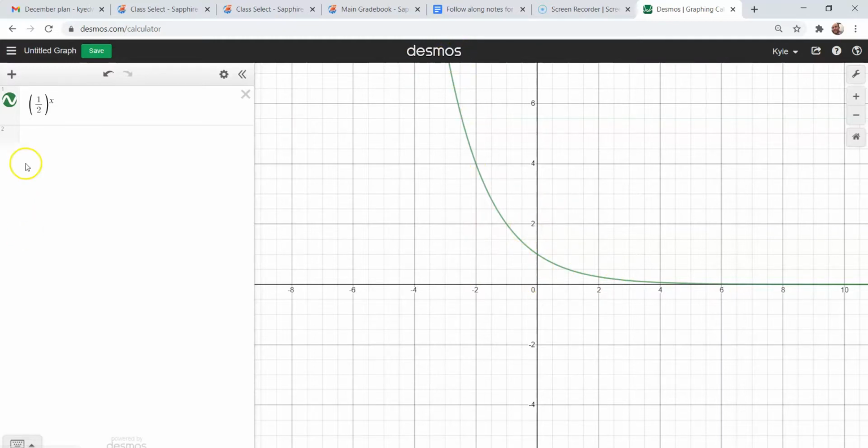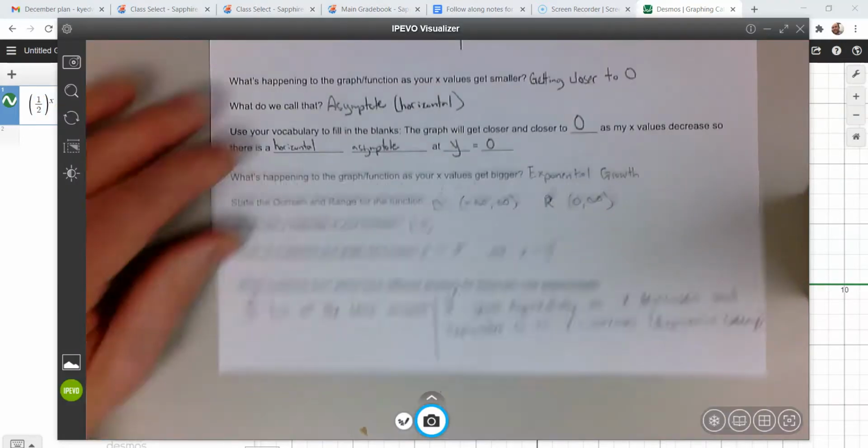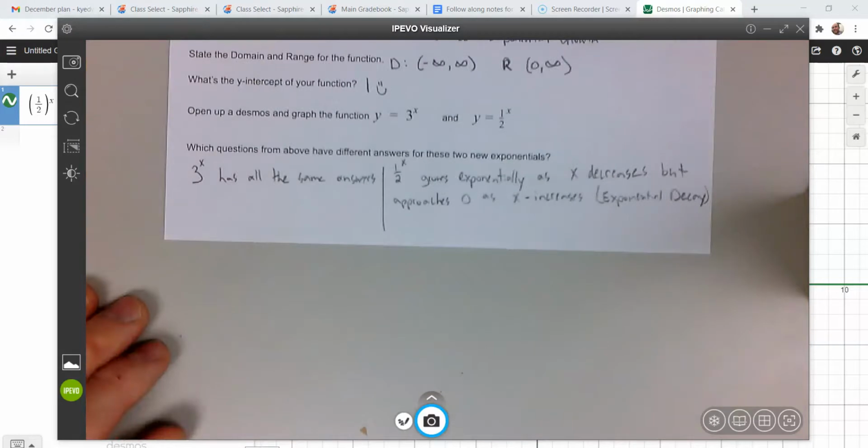So those two things switch when we have a 1/2. When our base is less than 1, that's what's going to happen. When our base is a half, those two things switch. Instead of exponential growth, it's exponential decay. Okay? So let's go back to our notes. I think that's what I wrote here. It is. Which questions change?